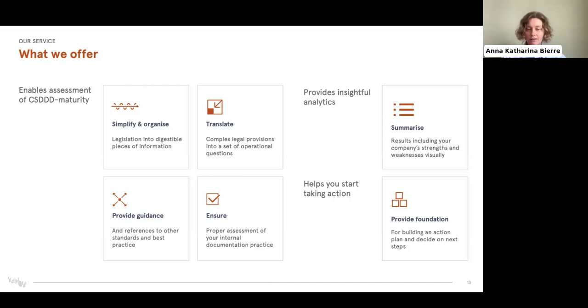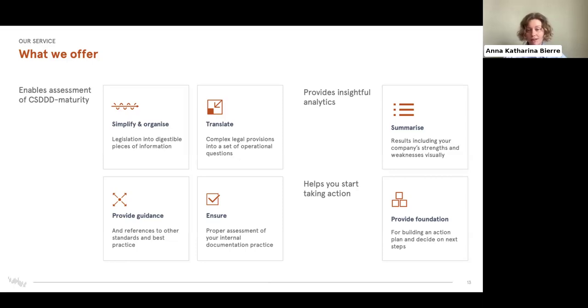So those are the 3 steps that we designed our service around. Then, of course, we also wanted to design a tool with a range of different features. And the first one was that we wanted to simplify and organize the legislation into digestible pieces of information. Most of you are probably very well equipped and have read a lot of legislation, but it's not necessarily so easy to work with. So we have built an interface that also builds upon the 6th step and is very easy to navigate.